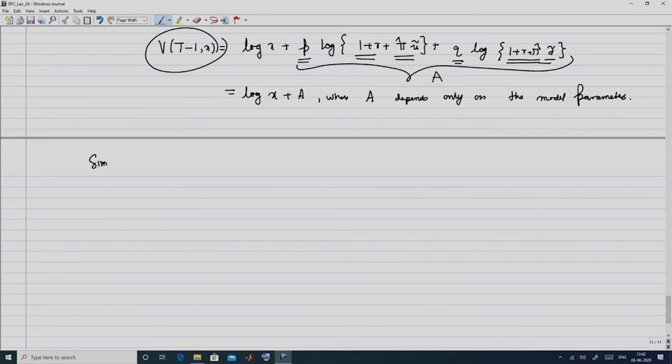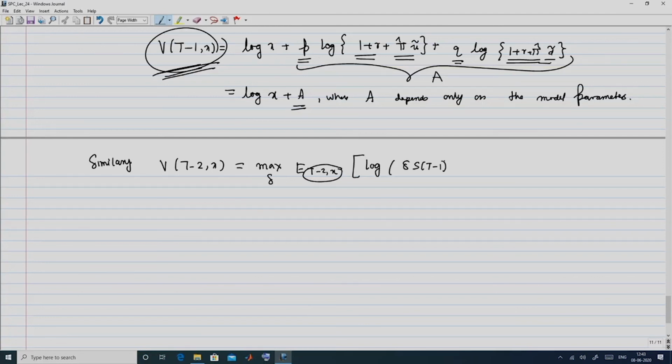So, similarly, now since V of t minus 1 is equal to x, what will we get? We will get V of t minus 2, x, which is going to be the maximization over V t minus 1, x, in which case this constant a will come out. So, this is the maximization of E t minus 2, x, that is assuming that the wealth level at time capital T minus 2 is equal to x, of log of delta s of t minus 1 plus x minus delta s into 1 plus r.